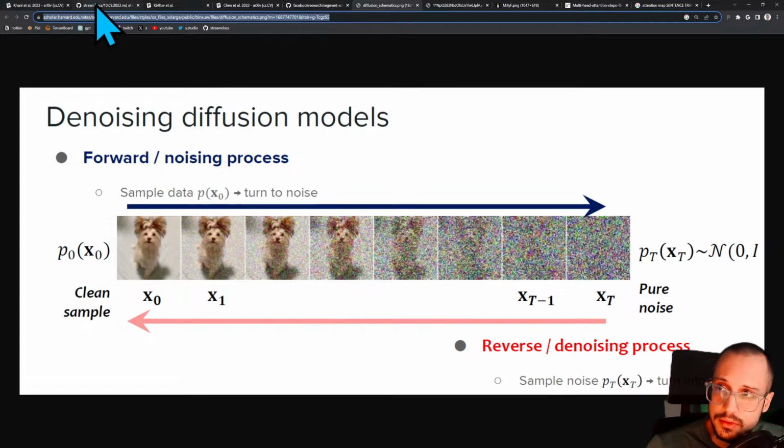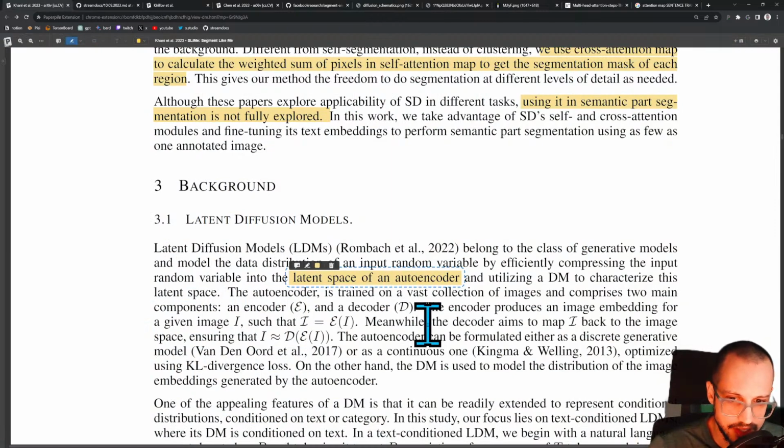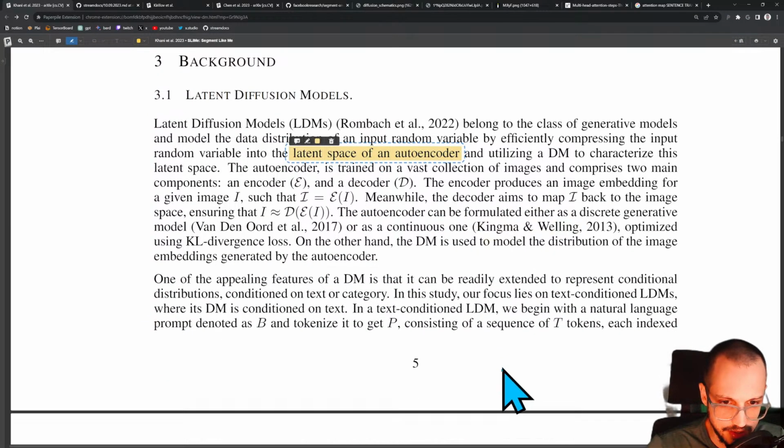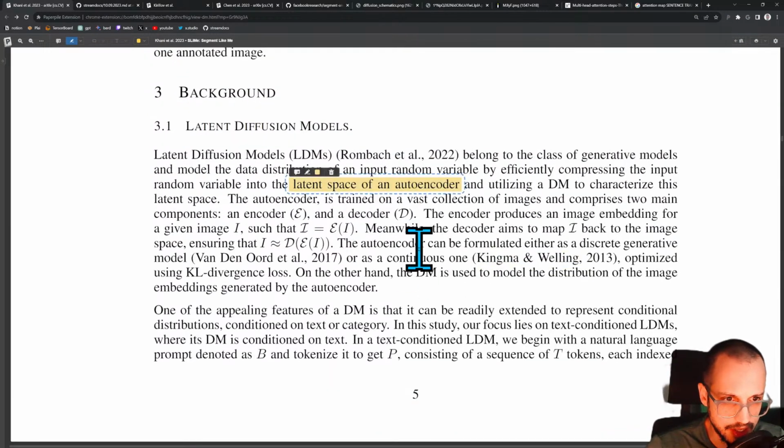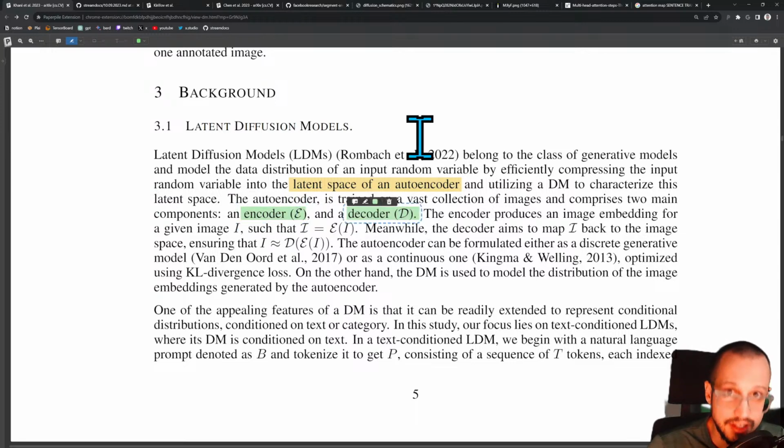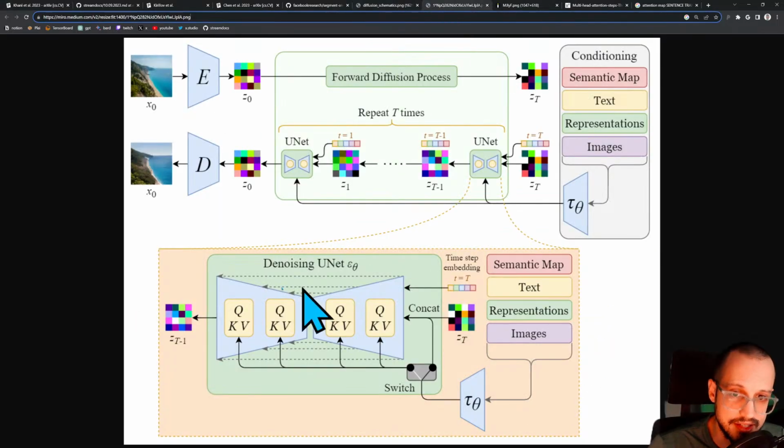Actually, let's go here, because I think they're going to describe the latent diffusion model, and then we'll go back to that image that I was about to show. The autoencoder is trained on a vast collection of images and comprises two main components. You have your encoder, E, and your decoder, D. Luckily for us, they use the same exact letters here, E and D.